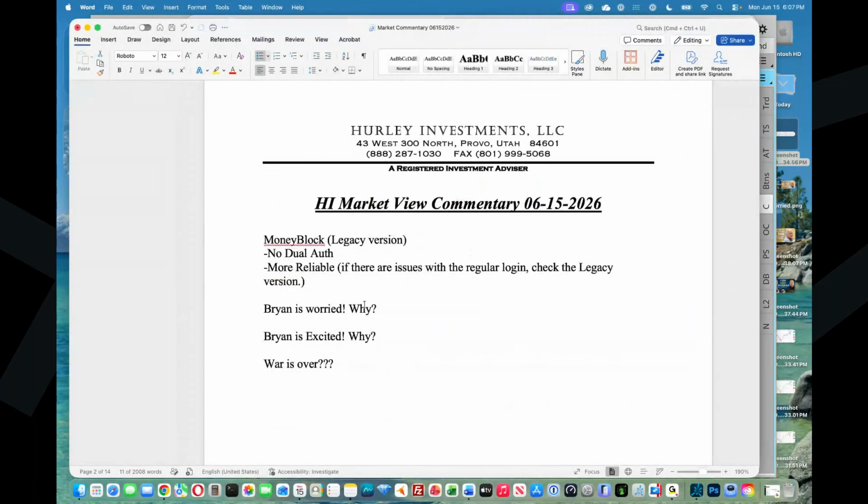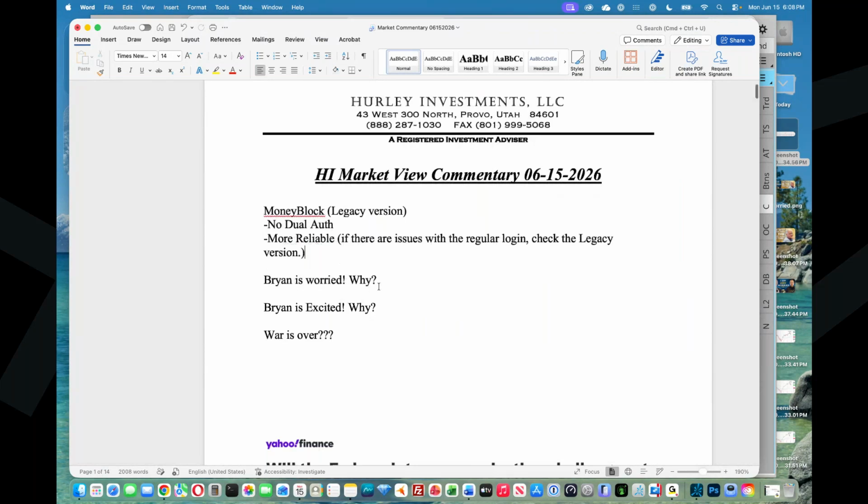So we've covered this first part of Money Block. It's a little bit more reliable if you use the legacy version. And there's no dual authentication, so if you don't have your phone with you or something, and you just want to log in, you can log in that way. But that's good. I'm going to go ahead and scroll down a little bit.